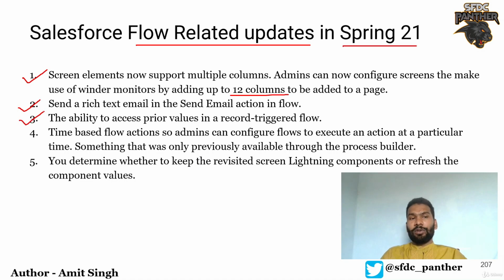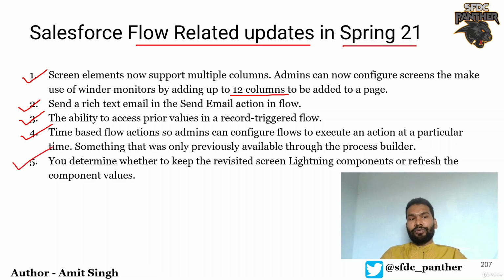The third update is the ability to access the prior values in the record-triggered flow. That means if our record is being updated and we want to check the value of any field before the record was updated, we can do that. Earlier, this ability was only there in Apex triggers, where we were using Trigger.new, Trigger.old, or Trigger.oldMap. We also have one more update, where we can schedule actions to take place based on the frequency that we want to provide, like daily, weekly, monthly, or once.